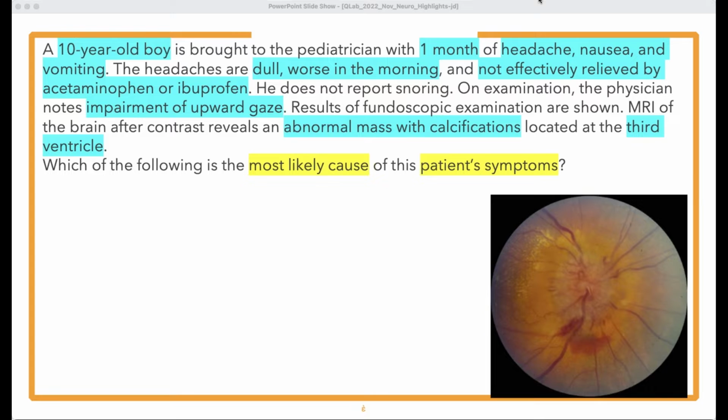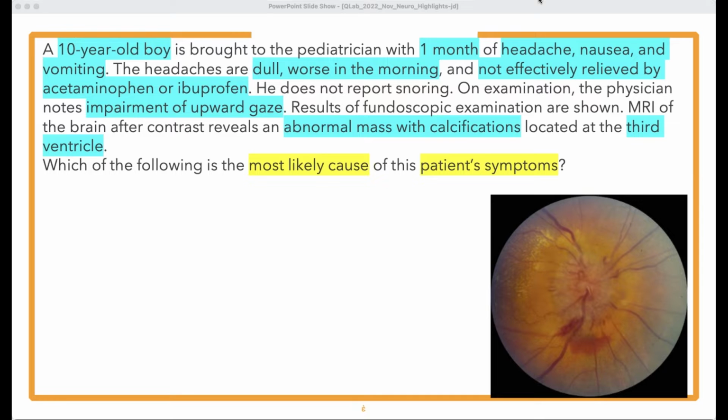Now they're asking us the most likely cause of the patient's symptoms. So I think we've got a couple of steps here. One, we've got to figure out what's going on with this patient: what's the condition, the diagnosis. And two, what might be causing that, like the etiology or pathogenesis of that condition. So maybe a two-step question here.